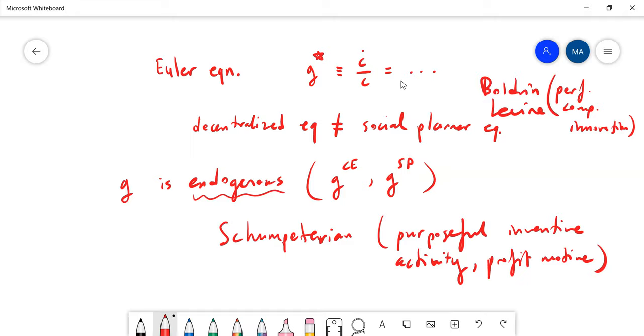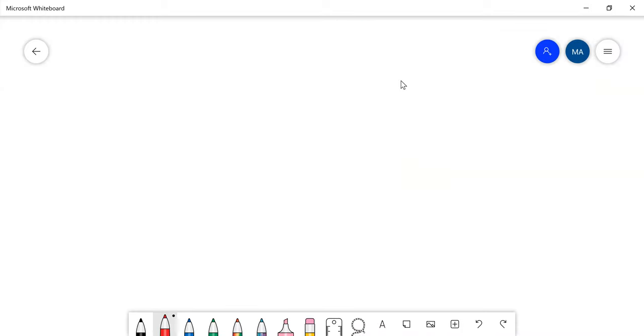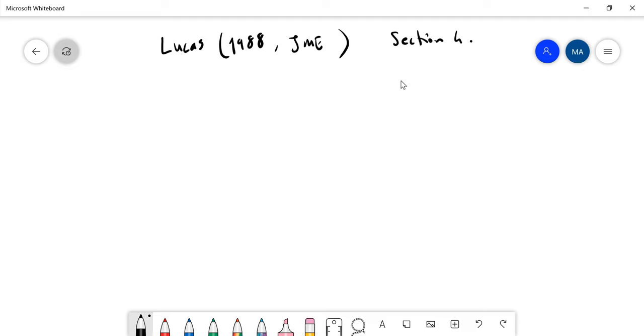So now let's see the Lucas model. The logic is basically the same, okay? This is a nice paper published in the Journal of Monetary Economics. And I think in section four, there are a couple of models in that paper. I think the one I am going to show you is in section four. I'm not exactly sure, it's been a while since I read this paper. This paper also is in continuous time, so this model is also in continuous time.